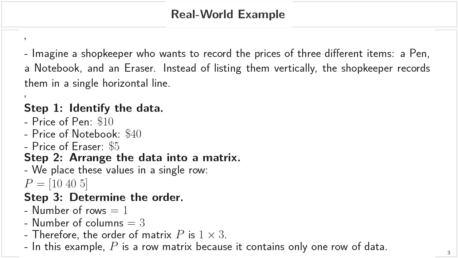In this example, matrix P is a row matrix because it consists of exactly one row of data. This practical application reinforces the structural rules we discussed in the previous slides, and it sets the stage for the key takeaways we will summarize in the next section. Key takeaways.